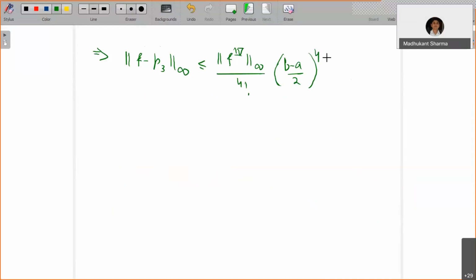Now what you can do is subdivide the interval into n equal subparts, and on each subinterval you use cubic Hermite interpolation, and then you will design a piecewise cubic Hermite interpolating polynomial. Let's first do an example here.